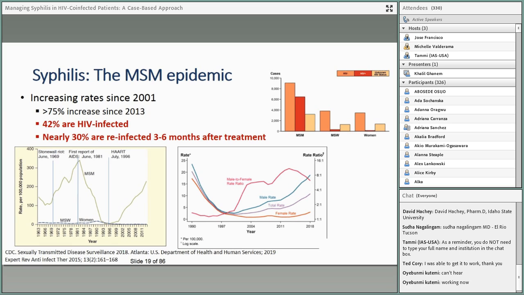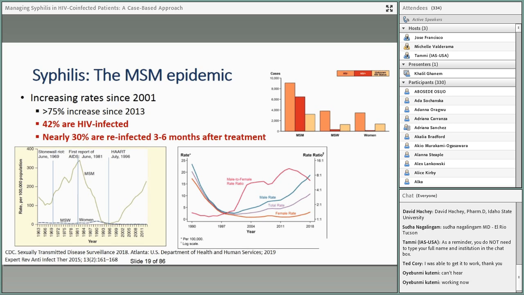Unfortunately, right after this came about in 2000, 2001, the rates of syphilis started increasing, and they have not stopped increasing since 2001. The rates started increasing among men, particularly men who have sex with men, and those rates have continuously increased since 2001. And there has been a greater than 75% increase in this population since 2013. About 42% of our MSM who are infected with primary or secondary syphilis are also HIV infected.